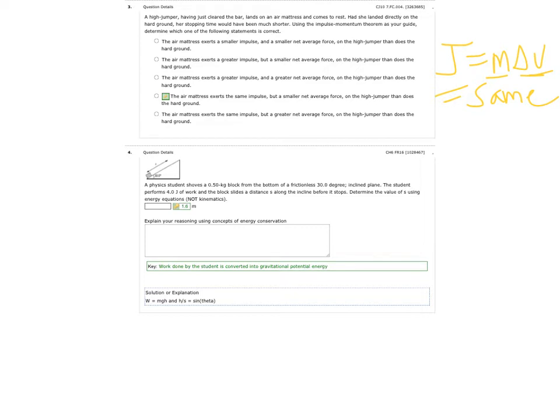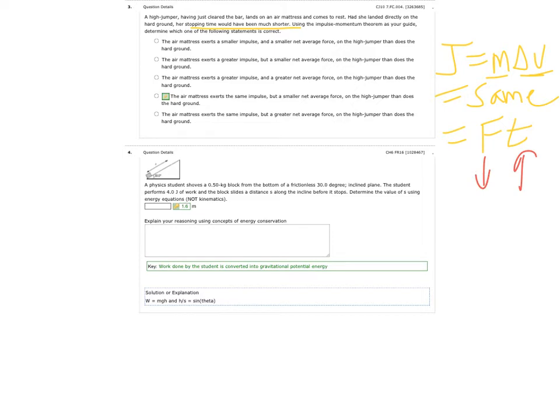So that's the same. But we also know that impulse is equal to F times t, and it tells you that the stopping time would have been much shorter. So by increasing the time with the mattress, we decrease the force. So that's what you need to say.